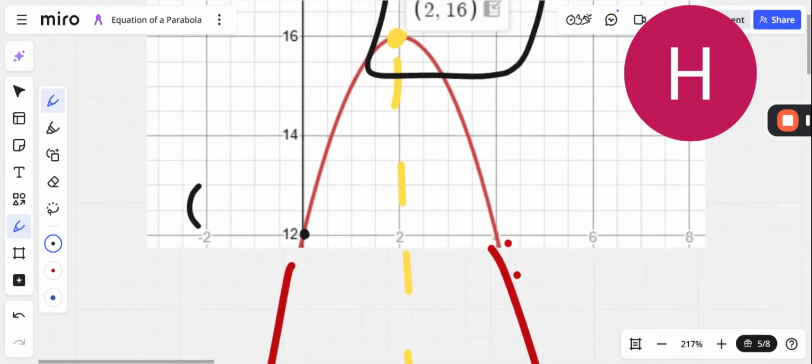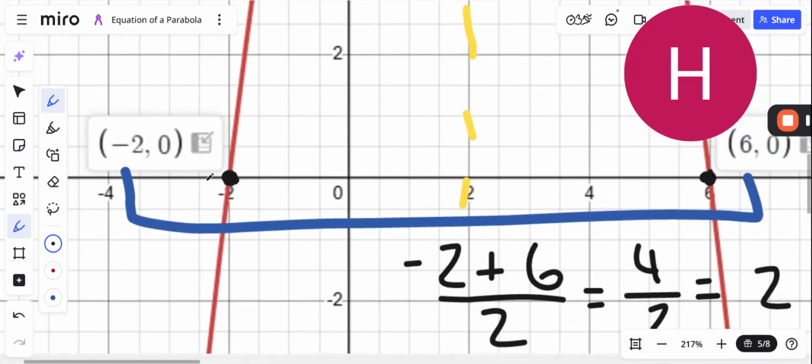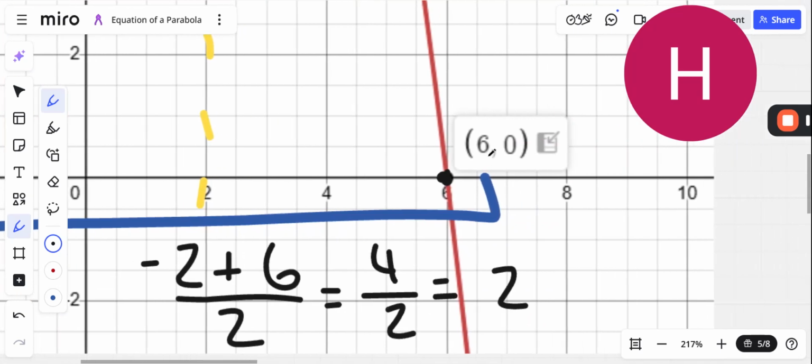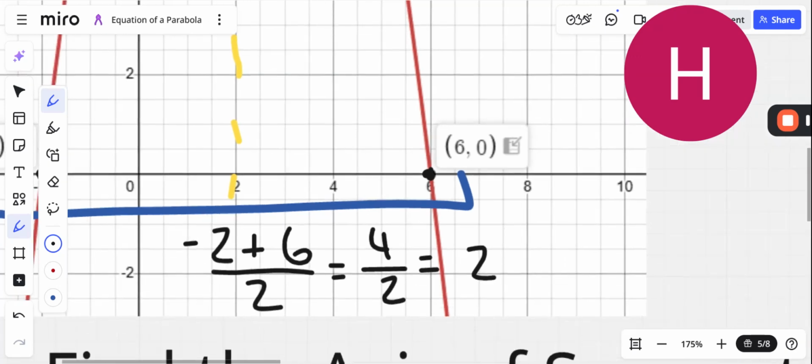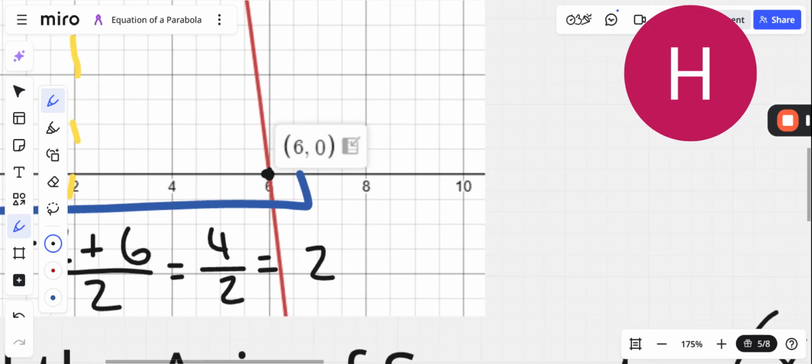I'm not going to penalize you or limit you just because you were being observant. That's very observant. Or if you use this point 4, 12, that also works. But let's use these intercept points. These are pretty nice here. We have -2, 0, and 6, 0. Some people go with the positive one because it's positive. Some people go with the negative one because they think it's going to become positive. However you'd like to do it is fine.